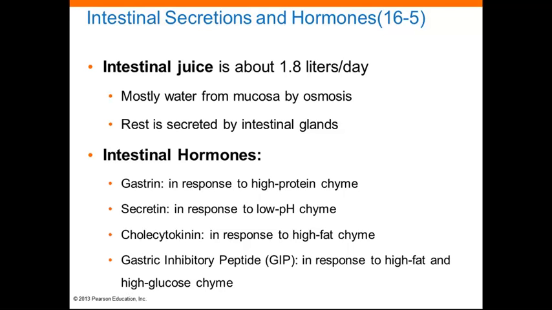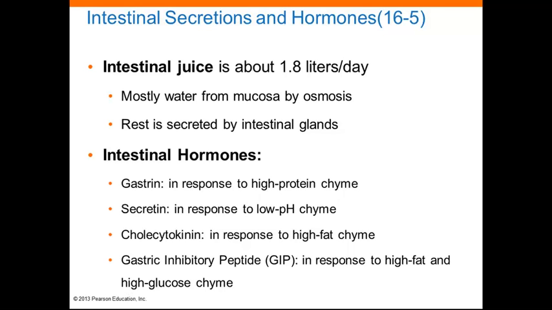Some intestinal hormones include gastrin, which is made in response to a high-protein chyme and stimulates the production of acids and enzymes. Secretin is made in response to low pH chyme, and it increases buffers and bile secretions. Cholecystokinin, or CCK, is made in response to high-fat chyme. In the pancreas, it increases enzyme production, and in the gallbladder, it causes the ejection of bile.